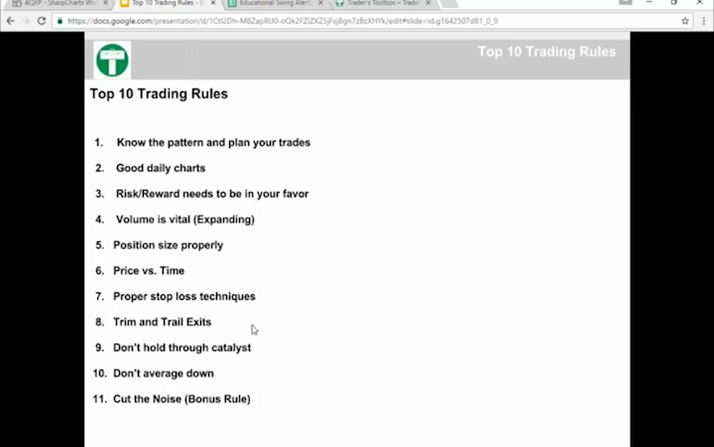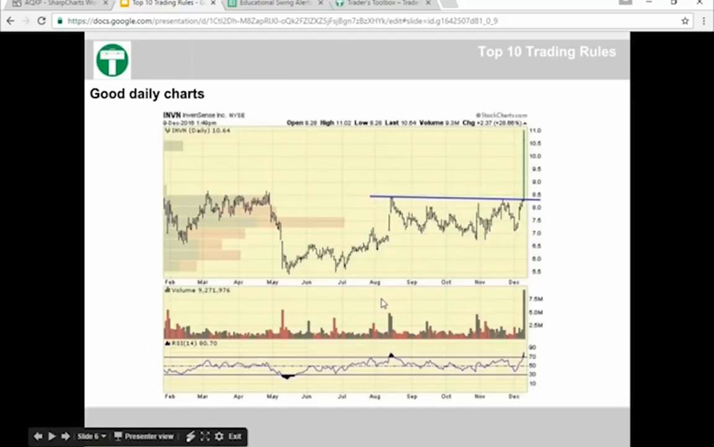So anyways, number one, know the pattern and plan your trades. Okay, so I'm a technician, and I am trading basically via technical analysis and a chart. So you have to know the pattern that you're getting in and plan your trade. And what do I mean by that? Let's go to a specific chart, and this is one I just had actually on December 9th, a breakout pattern that I was watching prior to this move.